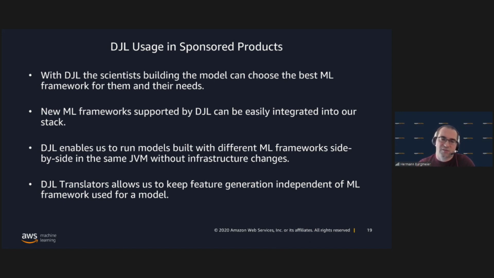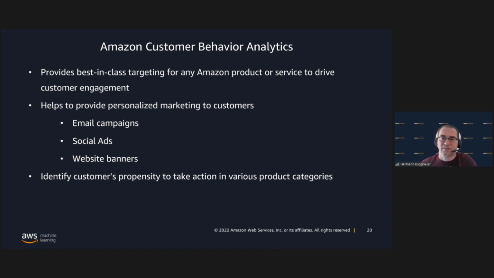And DJL has the translators concept there that allows us to keep our feature generation independent of how the model is implemented. And that works very well for us because we had a feature generation framework already that was independent of the models and the model technology. So that worked out very well. All of these things are great advantages for us to use DJL in advertising. So with this, I hand over to Vaibhav to talk about other use cases.